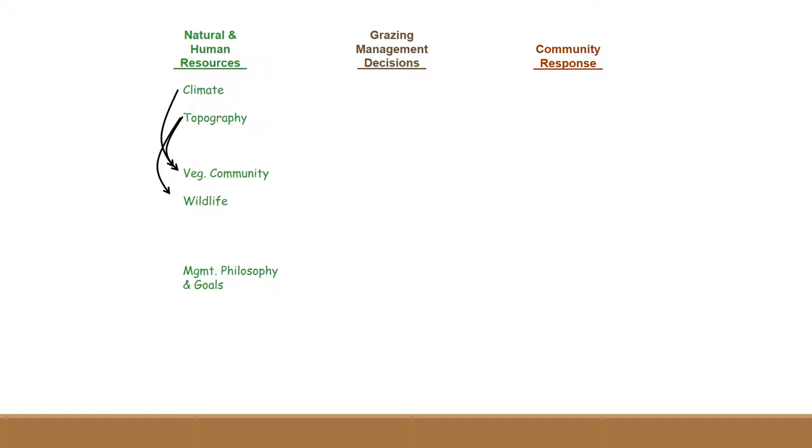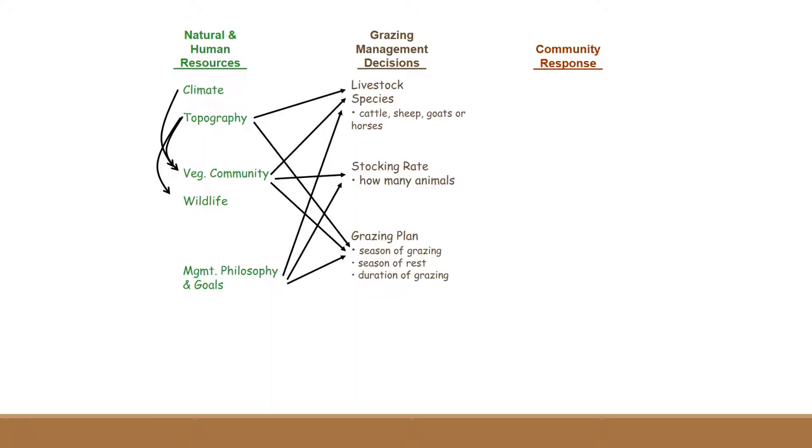You remember when you're thinking about how many animals or what sorts of grazing decisions, there's many things that are kind of out of your control. The climate, topography, which affect the vegetation community, how much is there, and the type of forage, and also the wildlife community. We don't have a lot of control over those, but they influence our management options and decisions. In the middle, then, we have decisions that we need to make. If we're going to graze livestock, what species, what type of animal, how many animals, that's the stocking rate question. And then we need to have a grazing plan, when and how long to graze. We'll talk about that later in the class.